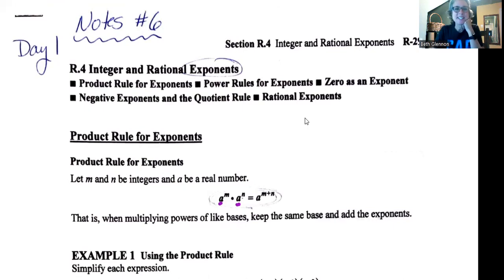Hi, math lovers. Welcome to notes number 6. I'm going to do a quick little overview of integers and rational exponents.